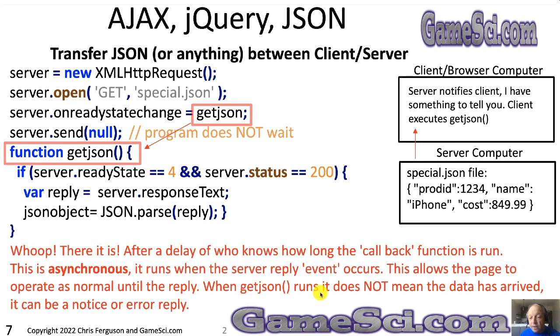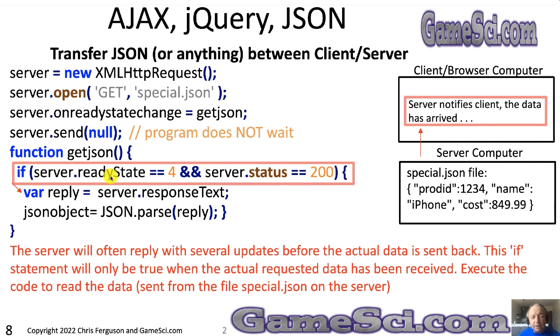When getJSON runs, it doesn't mean that the data has arrived. It could just be a notice or some sort of error reply. So the request has been made to the server, and the server notifies the client, I have something to tell you. And the client executes getJSON.